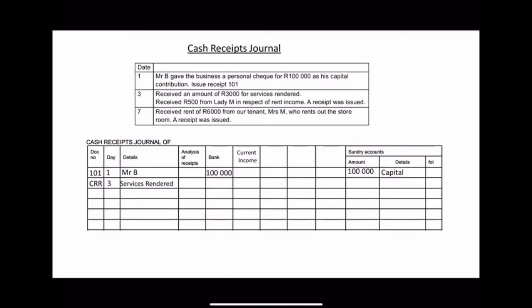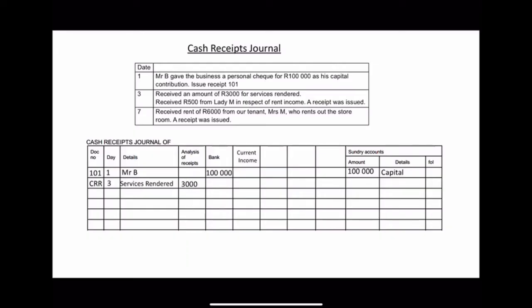Why it's services rendered is we don't need to get the name of every single customer that buys something from our shop. When you go to the shops to buy groceries, you don't give your name to the cashier at the till. They just record it as a sale. So we would put services rendered, and the document number is CRR, showing us that the money is in our cash register roll. So knowing that that money is in our cash register, we can go and put it in the column of the analysis receipts.